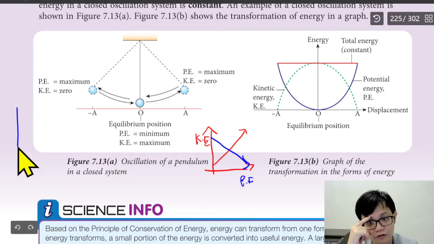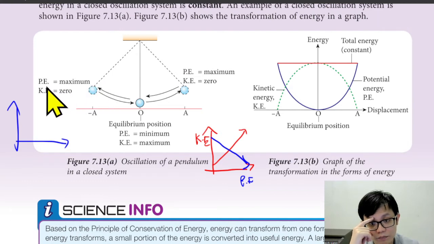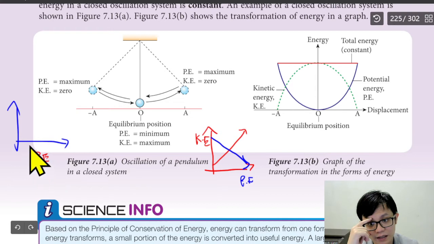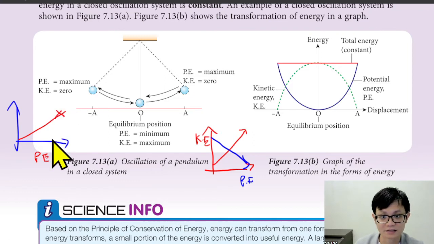Because if I want to draw the graph, let's say here, PE maximum. So if the PE increase, the KE is zero.